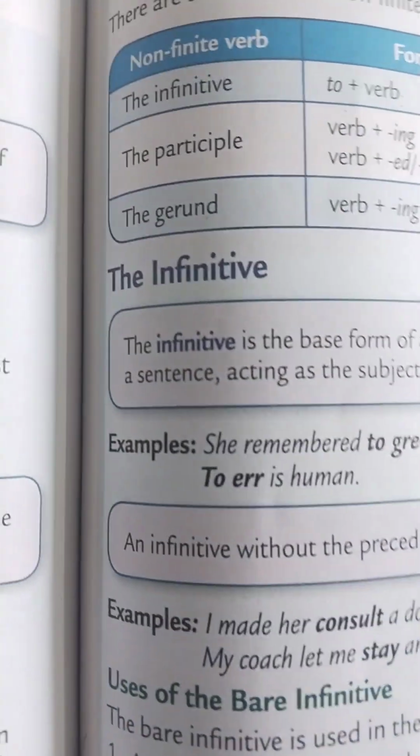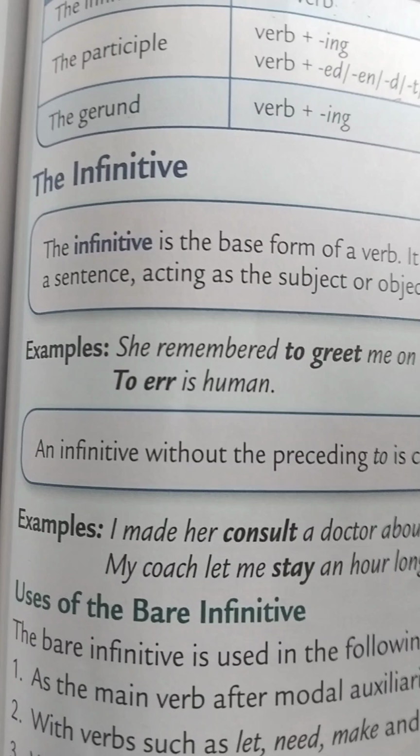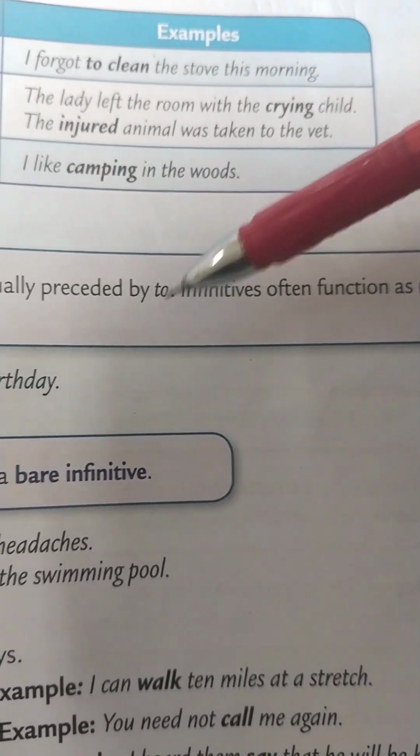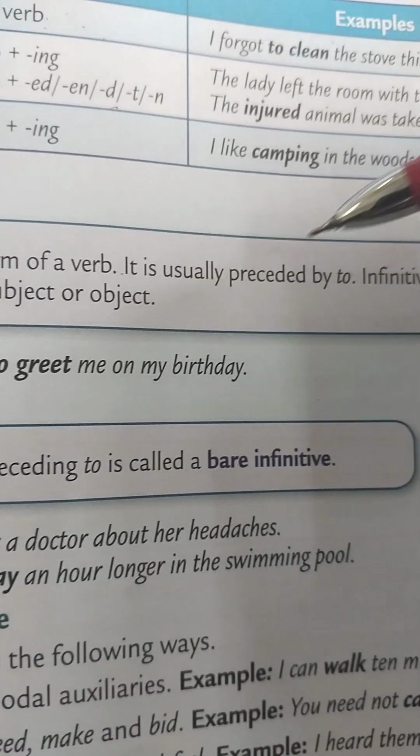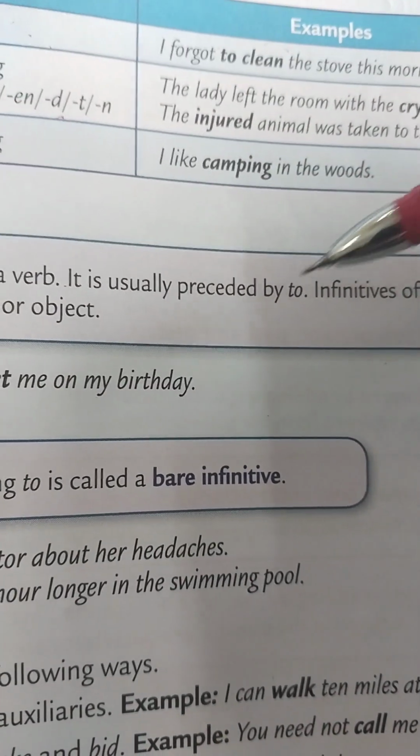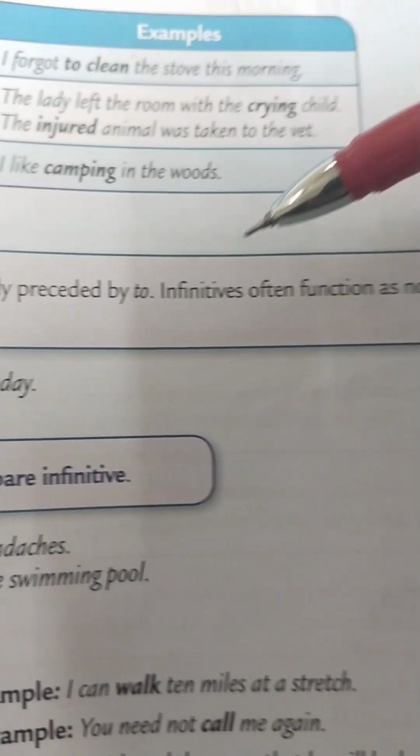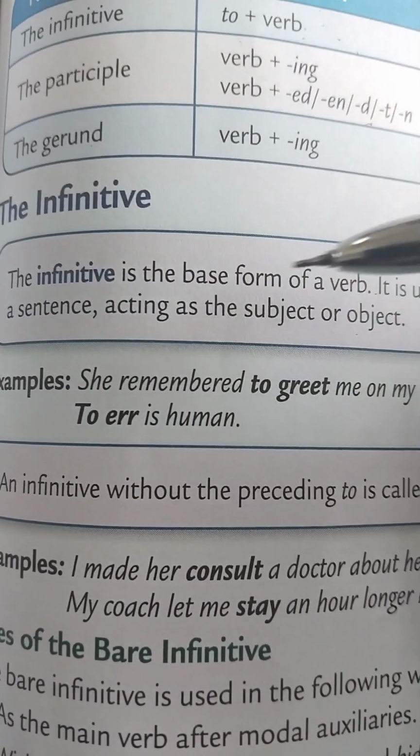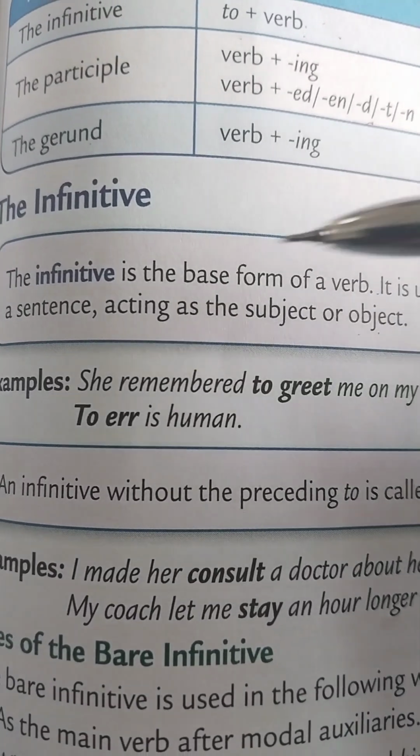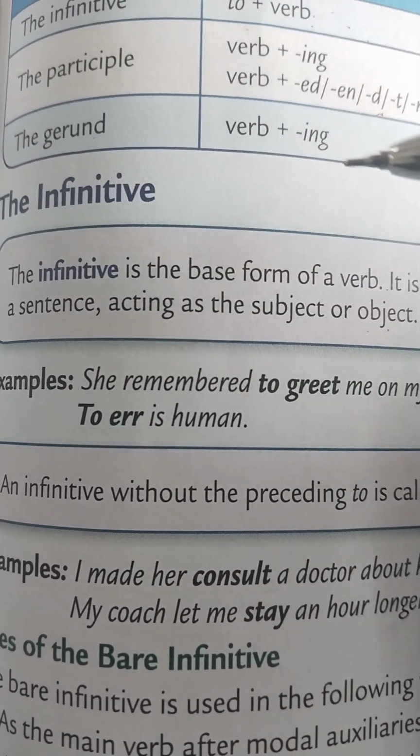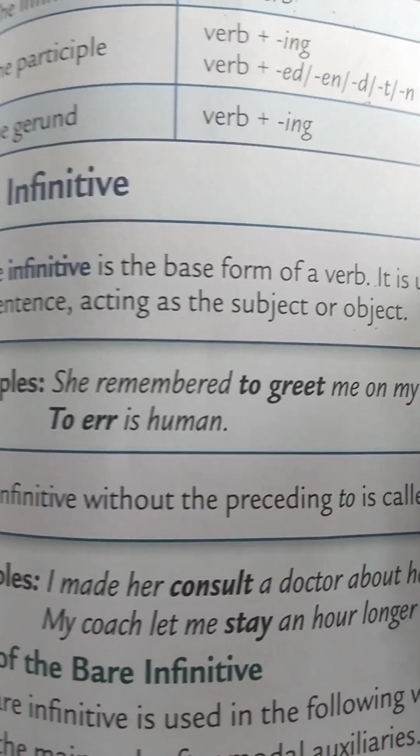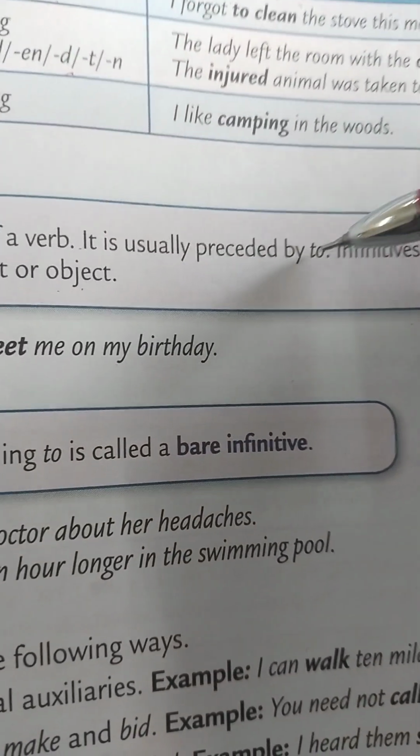Now first of all we will understand the infinitives. What are infinitives? The infinitive is the base form of a verb. It is usually preceded by to. So remember, the infinitive is the base form of the verb and it is usually preceded by to. Infinitives often function as nouns in the sentence, acting as a subject or object. So because they function as a noun in a sentence, they act as a subject or object in a sentence, and mostly they are preceded by to.